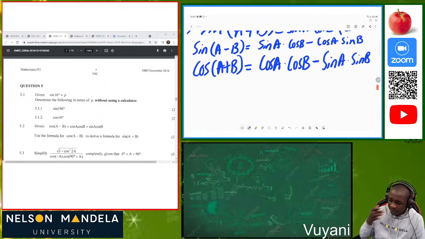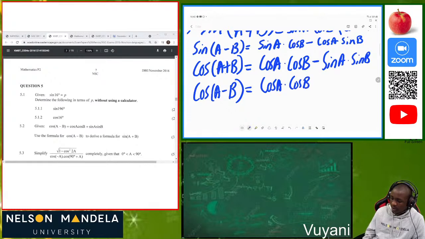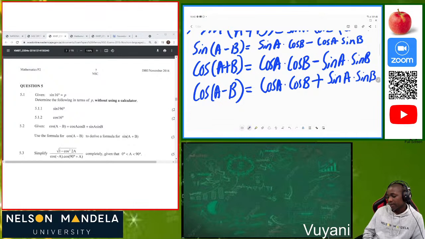Then we move from there. We have cos of A minus B. So cos of A minus B will be cos of A times cos of B. Since it's minus, it will interchange and it will be plus sine of A times sine of B. So these are our compound angles.